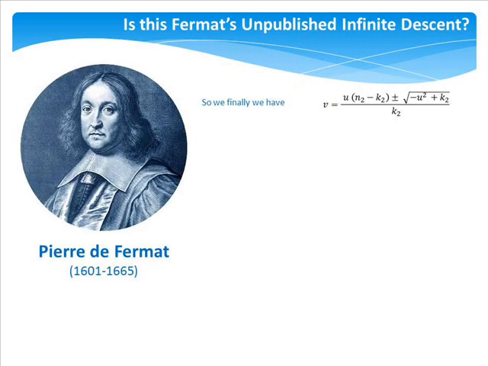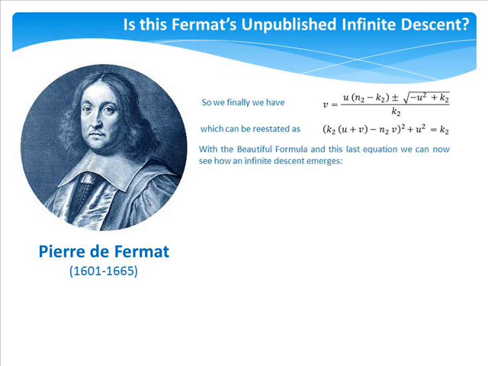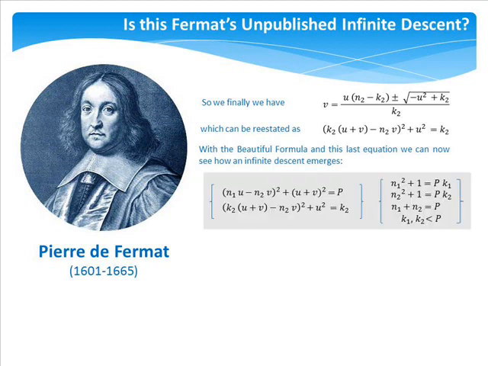This can be restated as this equation. And that's all we need to establish an infinite descent, as K sub 2 is smaller than P. And so by finding U and V in a smaller sum of 2 squares, that is the second equation, then we can find the squares of the first equation. In order to find U and V, we need to repeat the procedure.